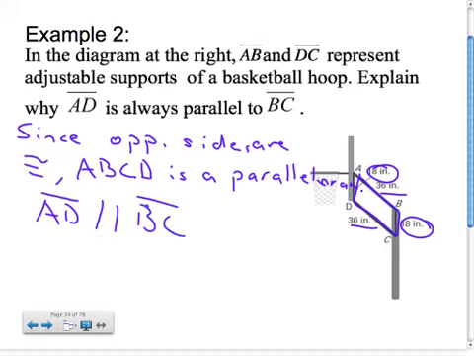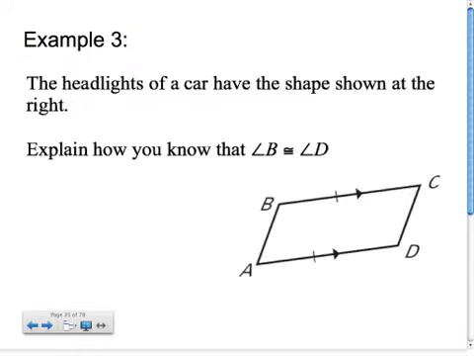How do I know that? Well, that's what it means to be a parallelogram. So once I've established this figure is a parallelogram, opposite sides have to be parallel. I'm going to keep buzzing through here. I know we have quite a few examples here to look at, so we're just going to keep going along. It says the headlights of a car have the shape shown at the right. Explain how you know that angle B is congruent to angle D. And again, it goes back to, hey, look, these sides are parallel and congruent.